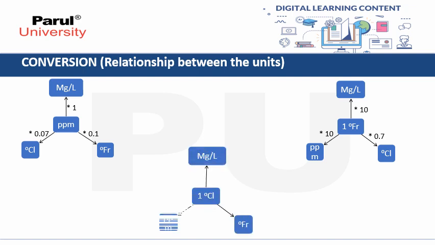Similarly, 1 degree Clark can be converted into the other three as: 1 degree Clark is equal to 14.3 milligram per liter. 1 degree Clark is equal to 1.43 degree French and 1 degree Clark is equal to 14.3 ppm.